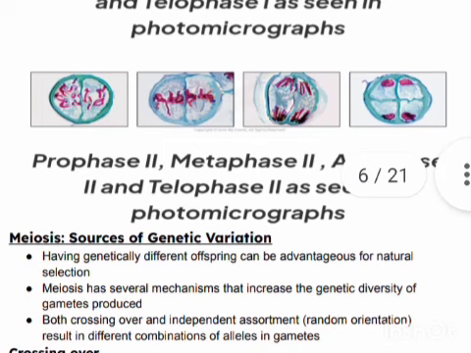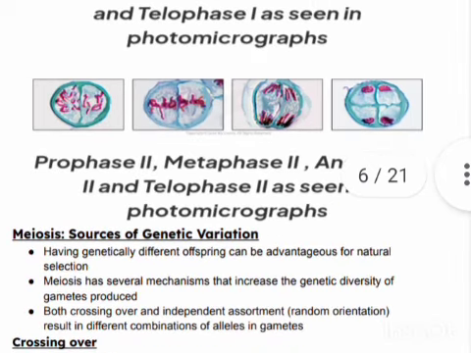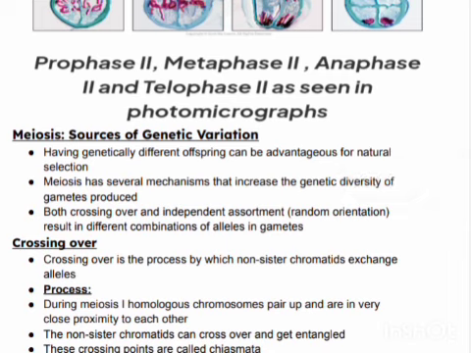Okay. Now, meiosis, sources of genetic variation. Having genetically different offspring can be advantageous for natural selection. Meiosis has several mechanisms that increase the genetic diversity of gametes produced. Both crossing over and independent assortment, random orientation, result in different combinations of alleles in gametes. So this is also a question you can get.